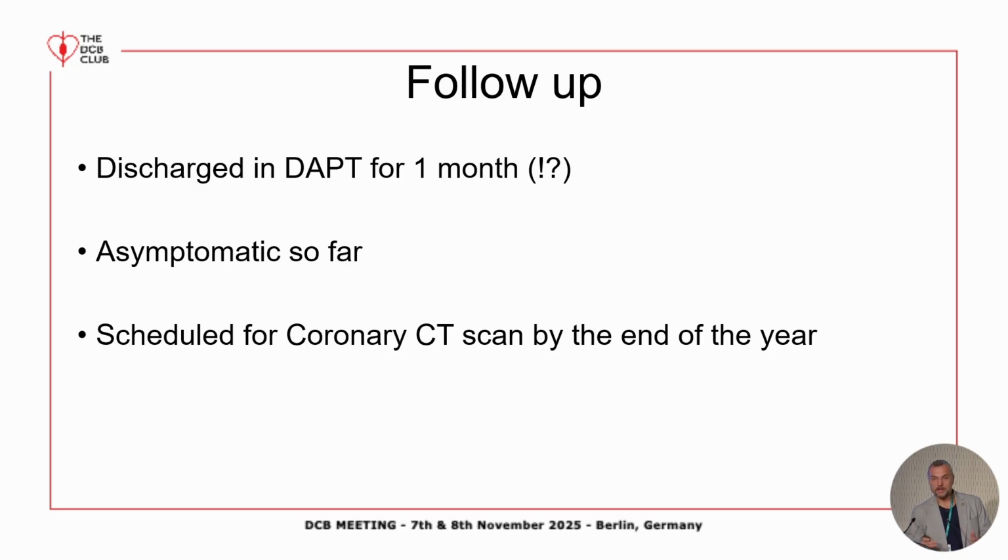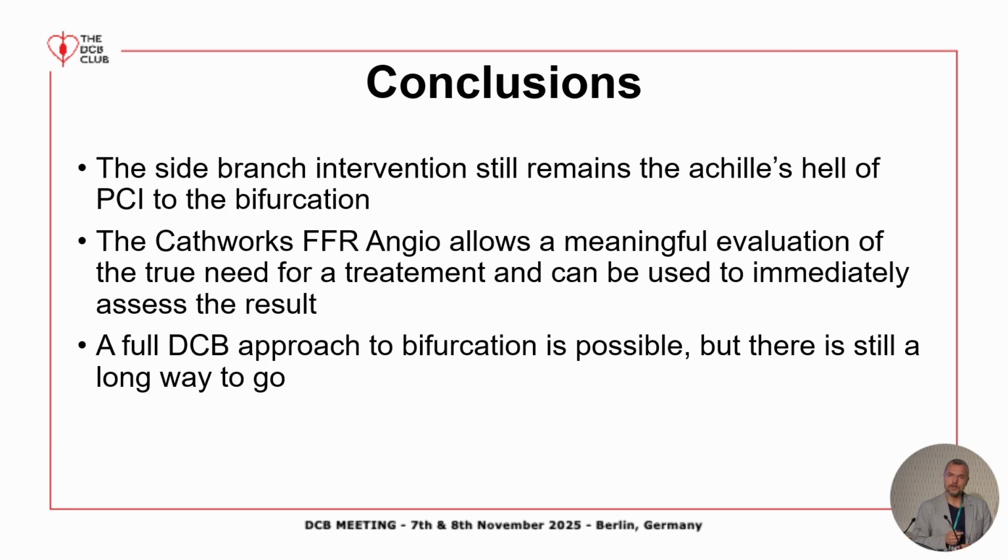I have to say that in view of minimizing invasiveness, starting from the cath lab, using CathWorks instead of a wire, I believe that using coronary CT scan follow-up might be a good idea, depending on the availability of the tools. These are my conclusions. Side branch intervention still remains the Achilles heel of PCI. In the bifurcation in particular, CathWorks allows a meaningful evaluation of the true need for a treatment and can be used to immediately assess the results without doing anything more than you have to do anyhow.